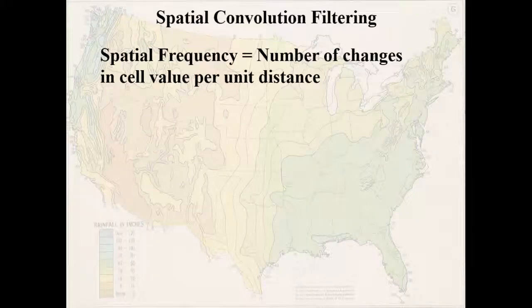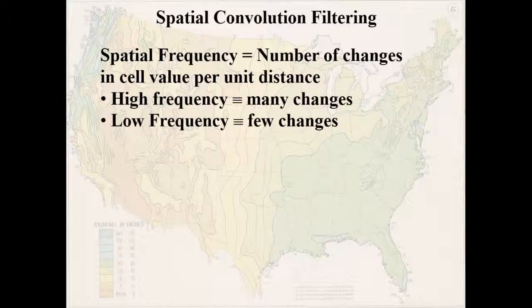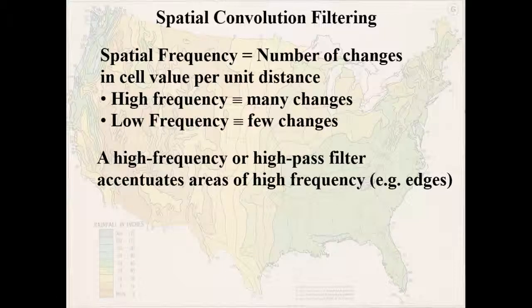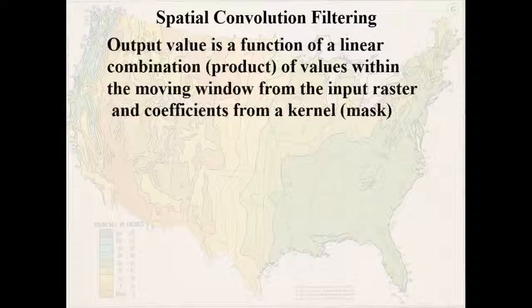Okay, let me look a little bit more at filtering. Filtering has to do with frequency, and frequency has to do with how quickly things are changing. So a high frequency raster data set or an image has a lot of changes happening quickly. Low frequency has slow and few changes. So if we use a high frequency or a high pass filter, we're going to accentuate places in our data set where things are changing quickly. Likewise, with a low frequency or low pass filter, we're going to accentuate general trends. We're going to kind of smooth out things. So if there are spikes or noisiness in our data, we'll be able to use a low pass filter to kind of smooth out those things.